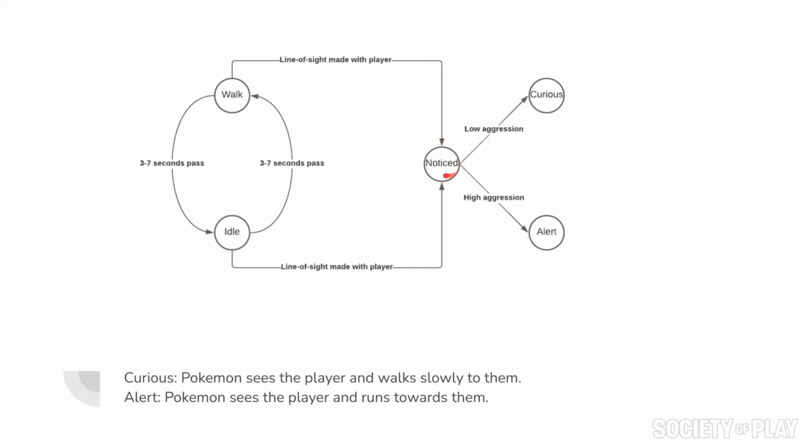Now, the notice state is just a single frame long. It doesn't have any action inside of it, but it does lead to two other states depending on, let's say, an aggression value of the Pokemon. That is fluid. We can define what that means in the game itself. But this leads to either curious or alert depending on how much aggression the Pokemon has.